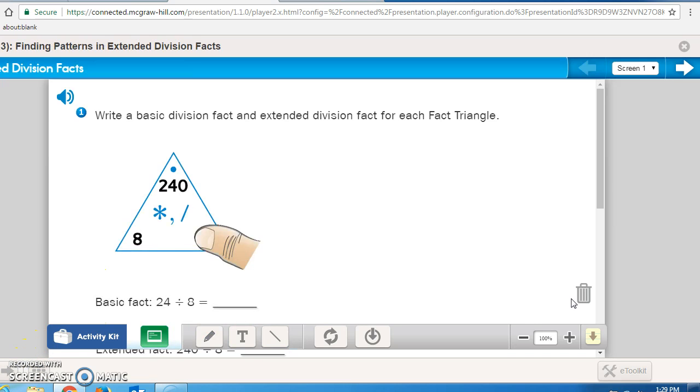Now we're going to look at your math fact triangles to show you how what you have been using previously for multiplication works for division. So first you want to look at the basic division fact, and then the extended division fact for each fact triangle. Please open your math journal to page 191 so you're prepared to do a couple of these with me. Pause the recording now and get out your math journal.